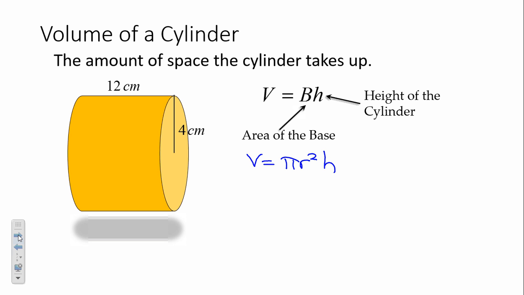What's the radius? 4 squared is 16 pi. What's the height of the cylinder? So 16 times 12, 192 pi. Centimeters cubed. We took centimeters times centimeters times centimeters.